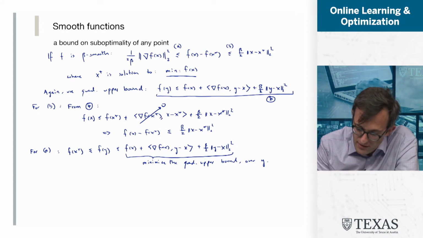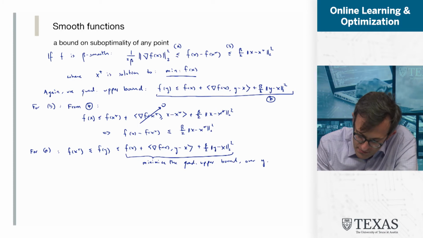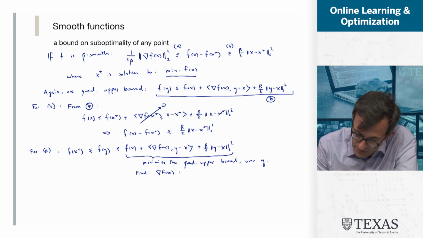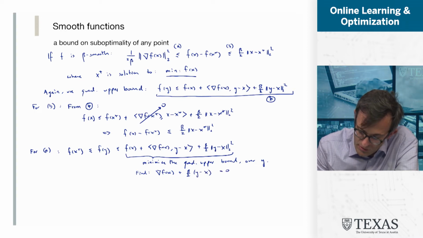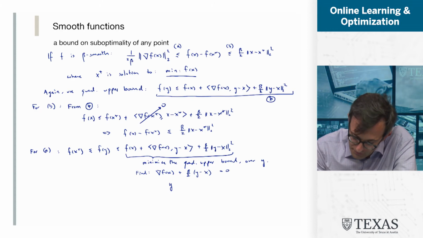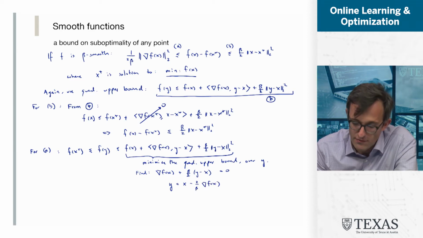So if I take the gradient here, we find that the gradient of the first two terms with respect to y, 0 plus gradient of f of x, plus beta over 2 times y minus x equals 0. So in other words, the y that I want to plug in that minimizes this right-hand side is y equals x minus 2 over beta times the gradient of f of x.